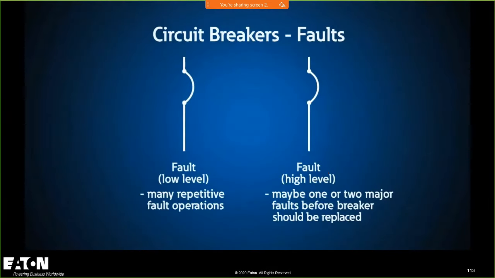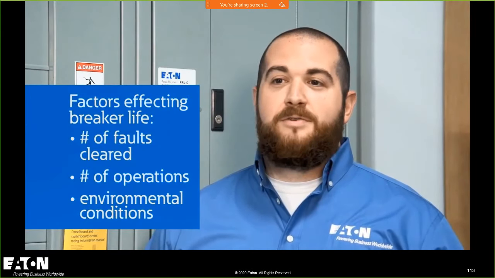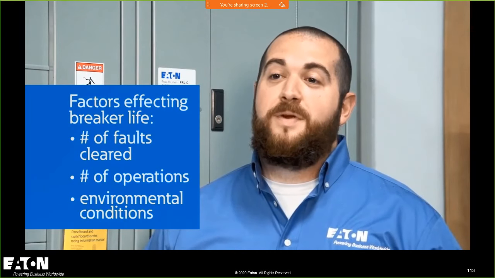And the answer is complicated. Some circuit breakers don't see a lot of fault events, if any, so they tend to last a long time. Other breakers will see a really high short circuit fault, protect the system, but then need to be replaced almost immediately. Some breakers are in remote locations and no one ever turns them on or off. Other breakers get a lot of physical use as an on-off switch for a machine or a motor that can wear them down over time. There are so many factors that go into the life of the breaker. It would be nice to know exactly when a breaker needs to be replaced before an event compromises that breaker's ability to turn the power back on.